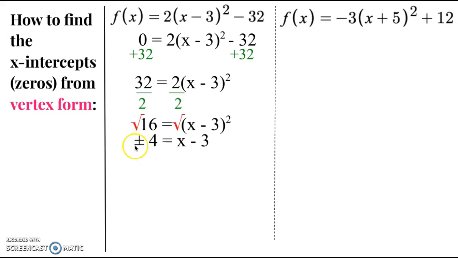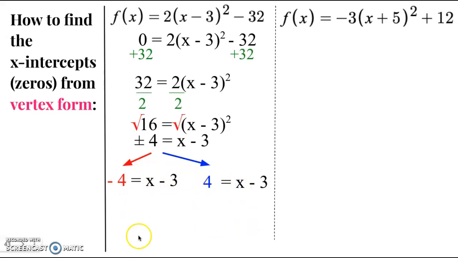Now this is probably weird because we have the plus or minus, but what that means is it could be positive or it could be negative. So we're going to separate those into 2 separate equations. We're going to say the one case where positive 4 is equal to x minus 3 on this side, and the other case of it being negative, we're going to put on this side. So negative 4 is equal to x minus 3. And now we have 2 separate equations and we can solve them separately.